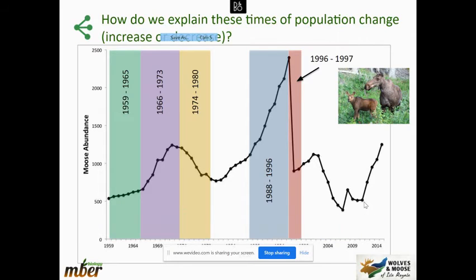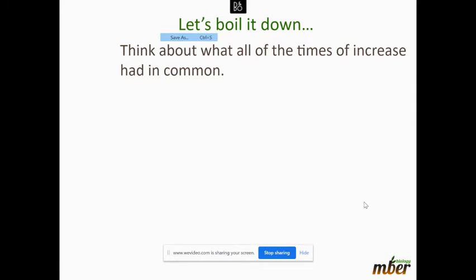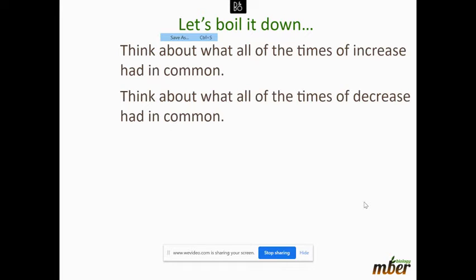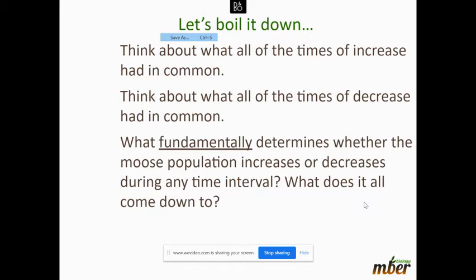So in box F, I will explain what we just talked about. What does it say? How do we explain these times? Oh, we kind of went through it. Okay, so overall, what we went through is we're thinking about what all the times of increase had in common. What did all the times of decrease have in common? So overall, what fundamentally at the core is the reason that the moose population increases or decreases during any time interval, no matter what? Maybe they got eaten by a wolf, maybe they had a disease. What does that come down to?